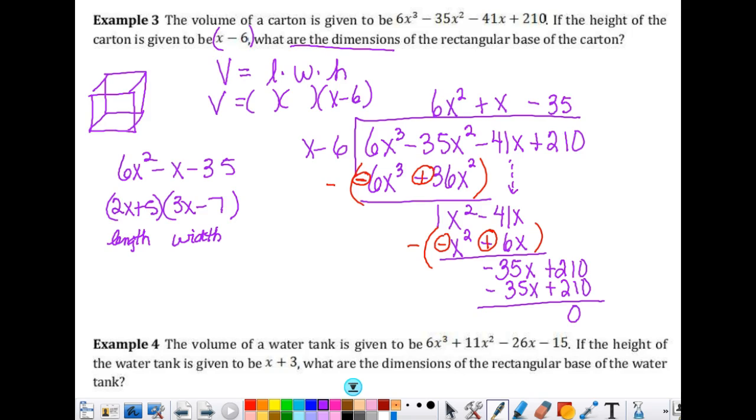So the dimensions are, they gave us the height. If you multiply this times this times this, the height times the length times the width, and we don't really know which one of these is the length and which one is the width. We don't really care. Then we would get this right here. So that's that.